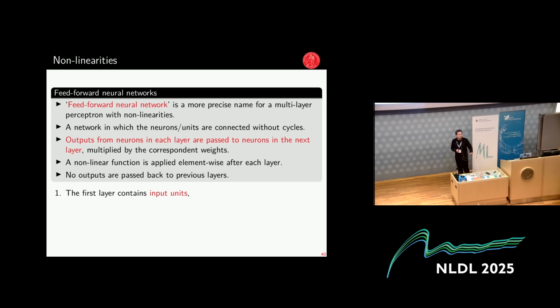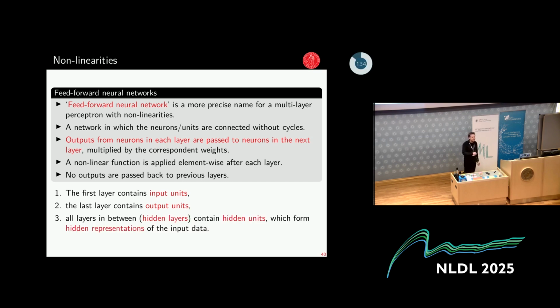Just some recap on terminology. The first layer contains input units, the input features of what we feed to the network. And then the last layer contains output units, the predictions of the network. In the simplest case, classes, the probabilities of the classes. And the layers in between are called hidden layers. They contain the so-called hidden units. And they form hidden representations of the input data, right?